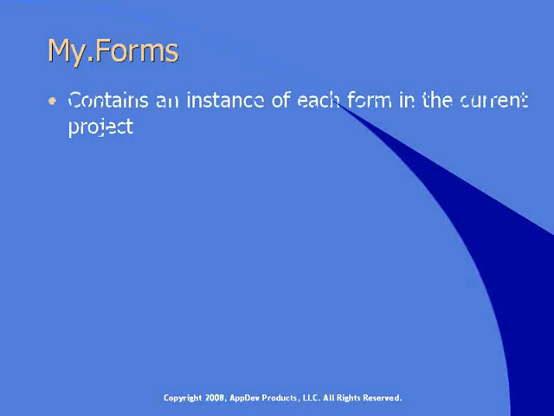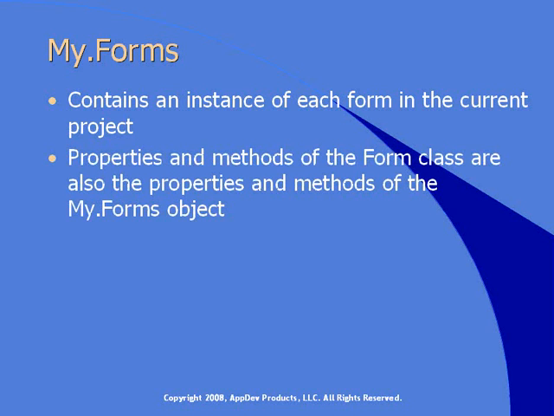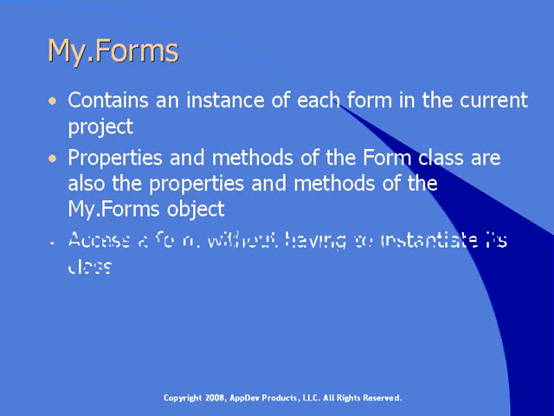My.forms is a collection object, and the collection is a collection of forms in the project. This is not the same as my.application.openForms, which is the forms that are currently open when the application's running. My.forms will be a collection of all of the forms that are in the actual project. All of the properties and methods of the form class are available through my.forms. And the nice thing about my.forms is you can access a form without having to instantiate it first. Let's go see how.